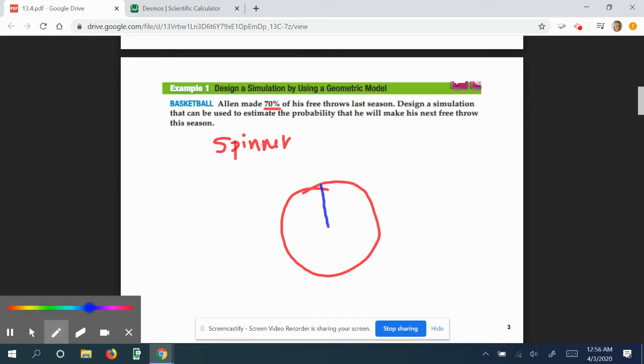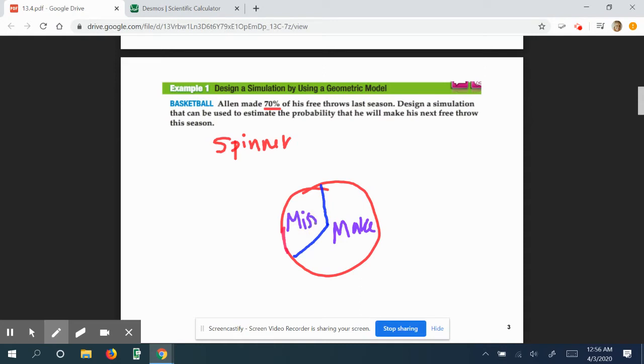If you think of this as 75, we can make it just a little bit less, so we would say it's just about right there. That counts for about 70%. This 70% portion is going to be a make, and this is going to be a miss.